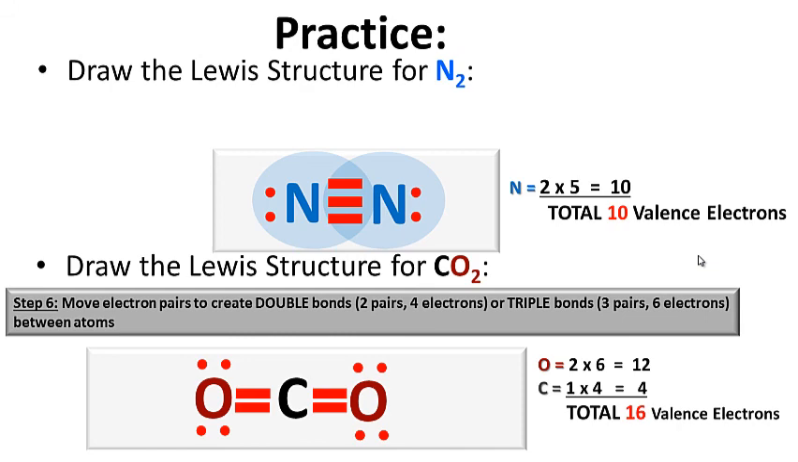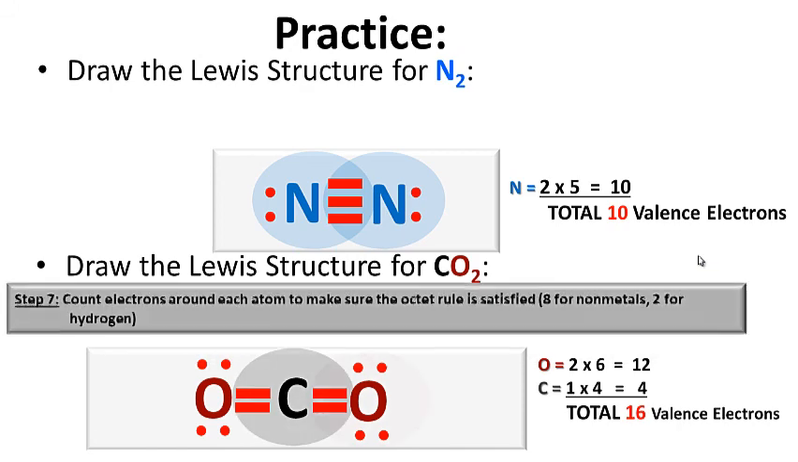Now let's see if the octet rule is fulfilled. So step 7, carbon has 8, oxygen has 8, and this oxygen has 8. So we're good. And this is the correct Lewis dot structure for CO2.